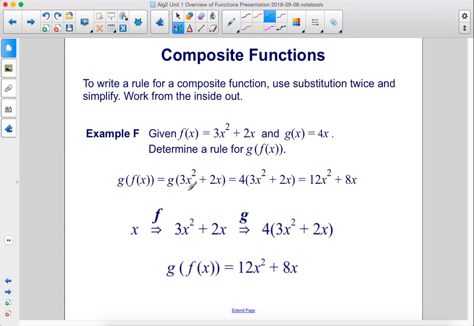Here we see what we just wrote on the previous slide, which was just taking f of x and replacing it with the function, g of that function there, and then simplifying, plugging this into g of x, which is 4 times this, and then we get 12x squared plus 8x. We could also view it using this map.